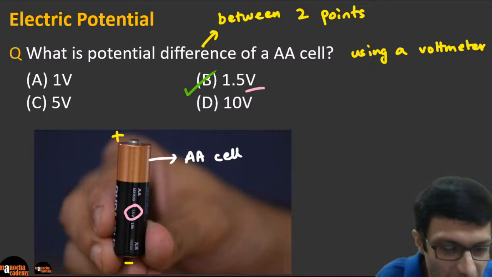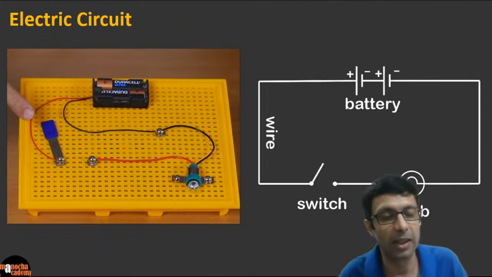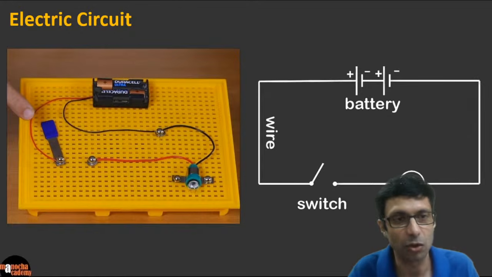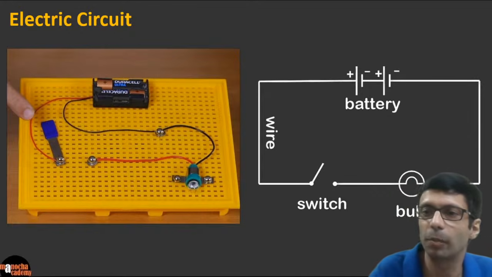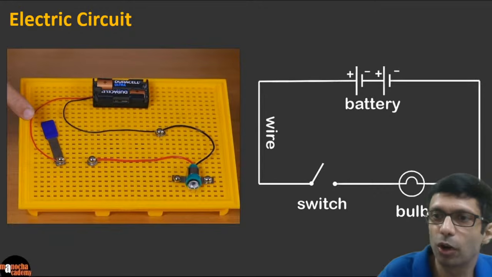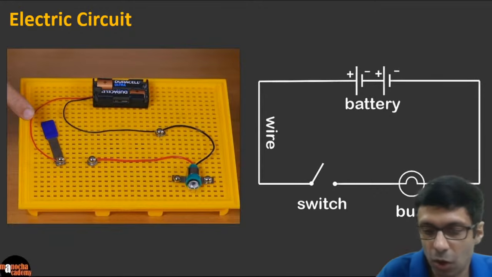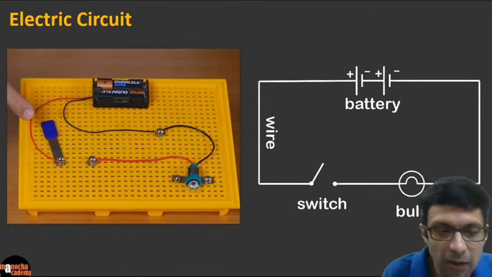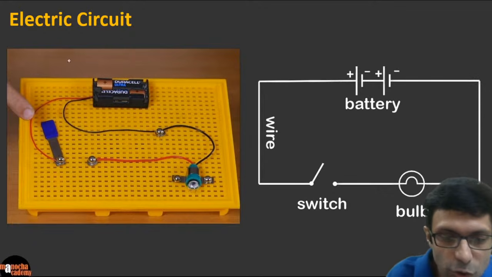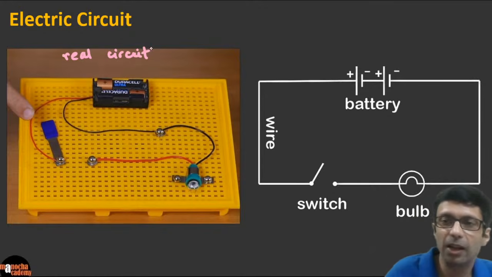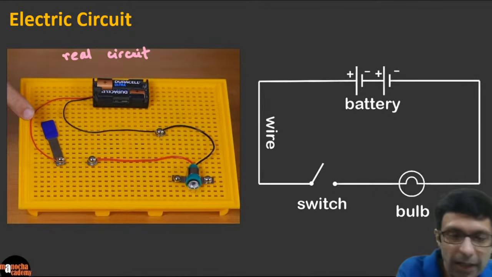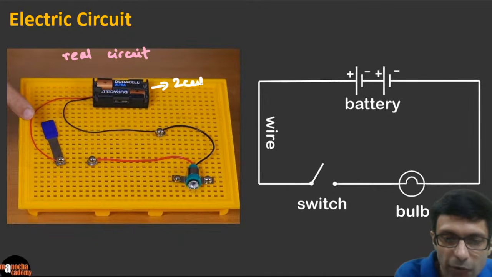Awesome, guys. Now let's talk about this concept of electric circuit. We talked about electric charges, we talked about electric potential. Now let's also talk about electric circuit, guys. Here you can see that this is the actual circuit, right? This is the real circuit, where I've connected this cell. Here we have the collection of cells. There are two cells here which form the battery.